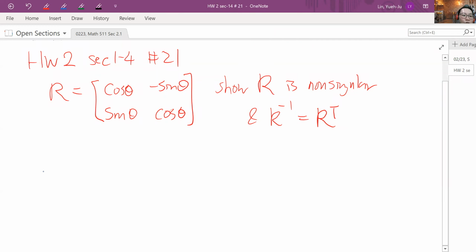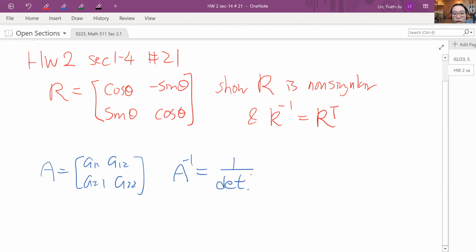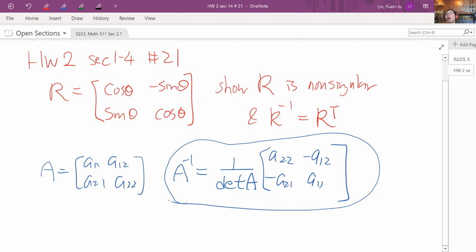A lot of people say, okay, if I have a general 2x2 matrix, and some students just directly use the shortcut formula, where the inverse of a 2x2 matrix is something like this. There's a shortcut formula indeed. But the problem is, before we even cover it, how do you know this is the correct formula? If you want to use this formula, you should justify it, right? How do you know this is the correct one?